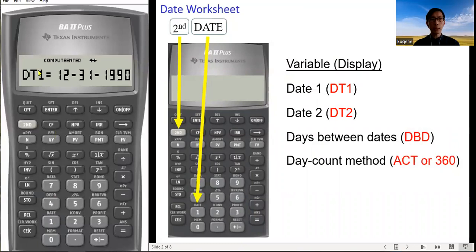The first variable is DT1, the first day we want to start counting. And then the second variable is the second date, DT2. So we want to count the number of days between date 1 and date 2. The next variable is the DBD, the days between the two dates. And then the next variable is the counting method, ACT or 360.